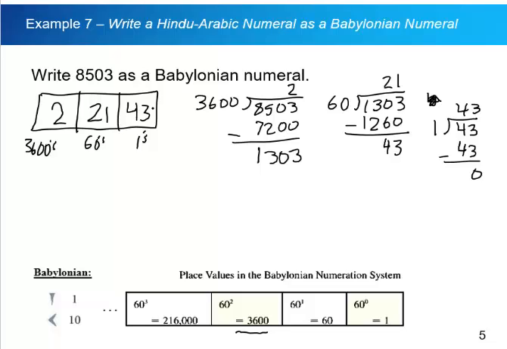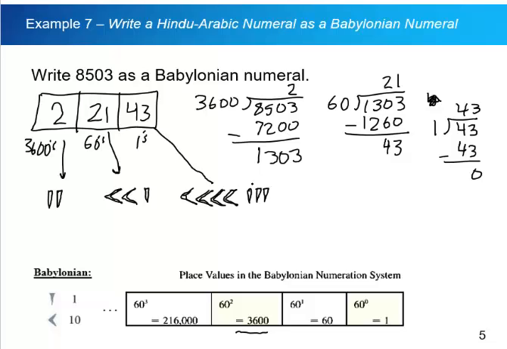Alright, our final step then is to convert all of these numbers into Babylonian numerals. So 2 would be written as just 2 daggers, and 21 would be 2 arrows and 1 dagger. And then 43 would be 4 arrows and 3 daggers. And then that's it. That's our final answer.